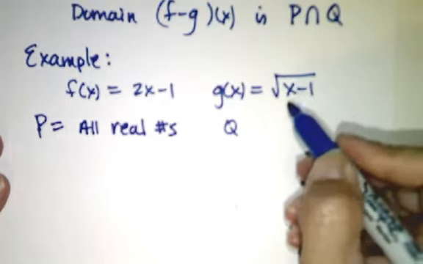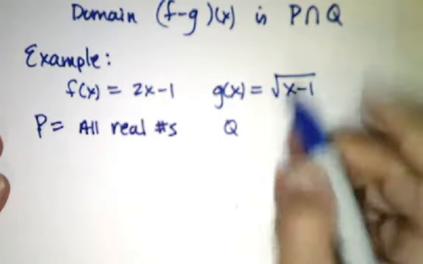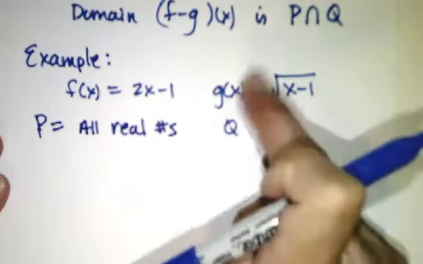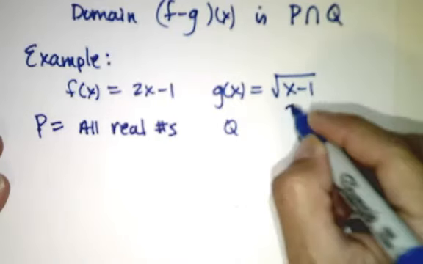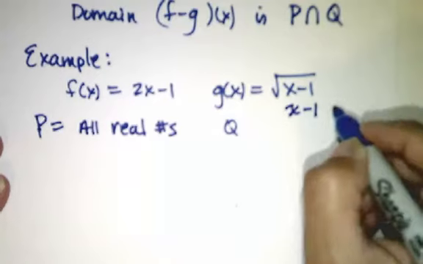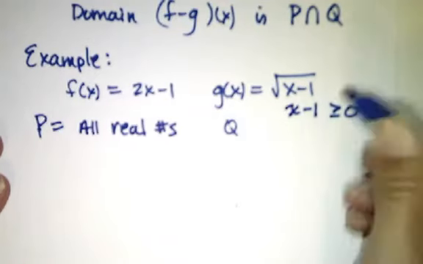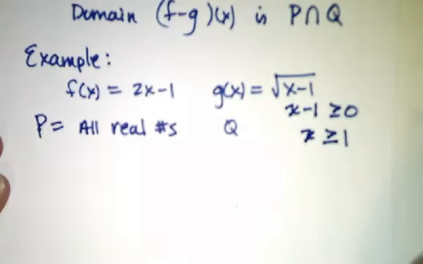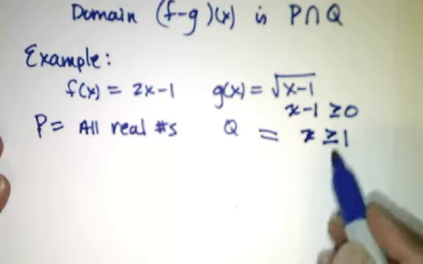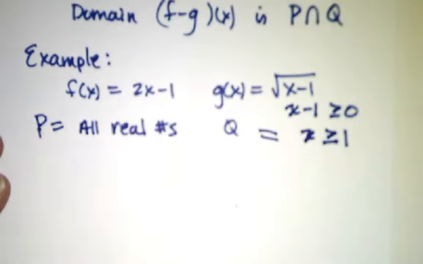Q is our g, our radical function, so we know that to find the domain of g, or to find q, we need to find all x values such that x minus 1 is greater than or equal to 0. And that's true when x is greater than or equal to 1. So q, or the domain of g, is x greater than or equal to 1. All right?